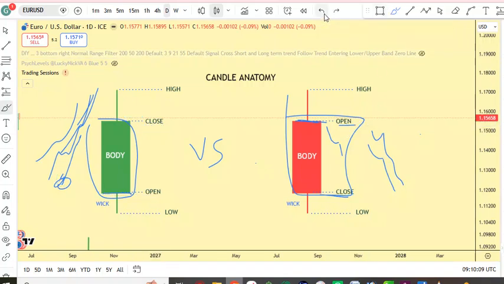I'm going to come up with more videos and show you the application. In case you are lost, you can always go back over and over again to watch this video, and it's going to help you. Understanding candle anatomy is going to help you very well while trading, because the wick has its own implication, and the full body also has its own implication when it's applied to trading.